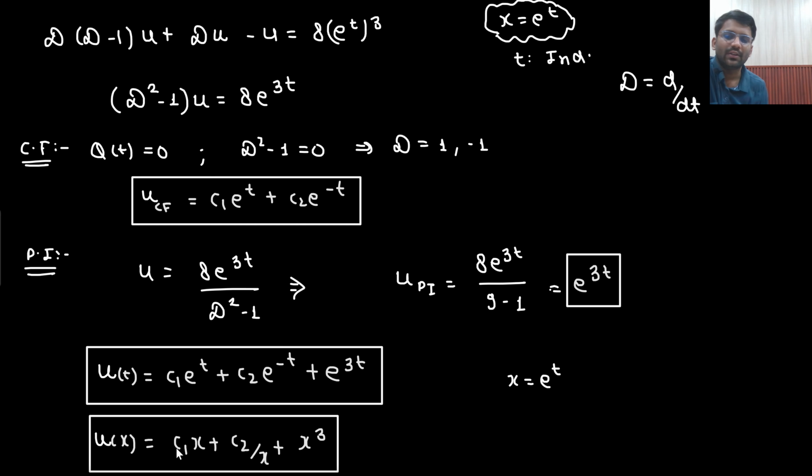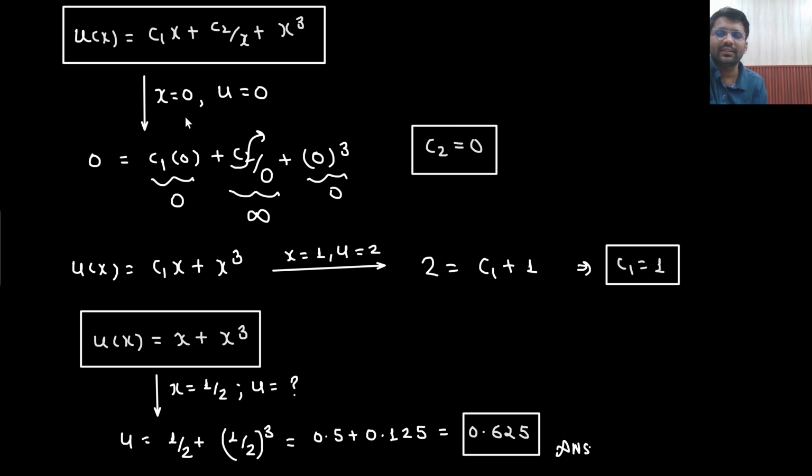So it will become x cube. So C1x plus C2x by x cube. That is the equation that you are getting. Now given the initial conditions, at x equals 0, the value of u is 0. This will become infinity, this is 0 only. So C2 has to be 0 only.